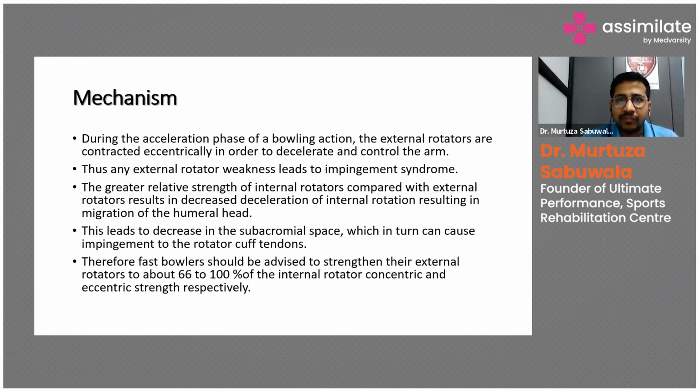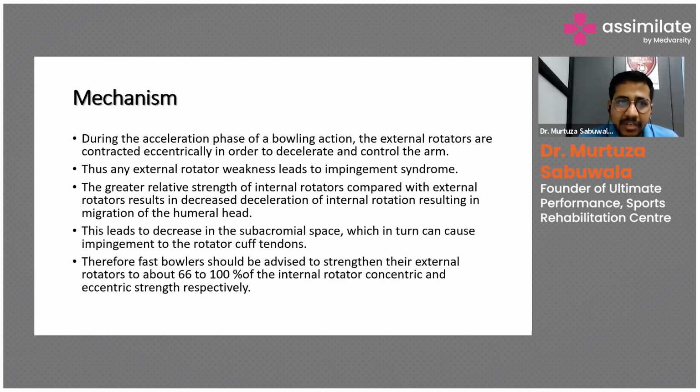During the acceleration phase of the bowling action, the external rotators contract eccentrically in order to accelerate and control the arm. So the eccentric strength of the external rotators is very important to prevent injury during the acceleration phase. Thus, external rotator weakness leads to impingement syndrome. When there is a relative difference between the eccentric strength of the external rotator and the internal rotator, it results in migration of the humeral head.